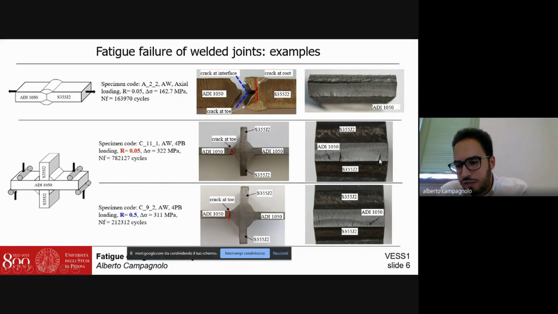We can see from this figure that several cracks initiated from the weld toe side. After that, they propagated with a typical semi-elliptical surface crack shape through the thickness of the plate. And after that, the static failure occurs in both cases.